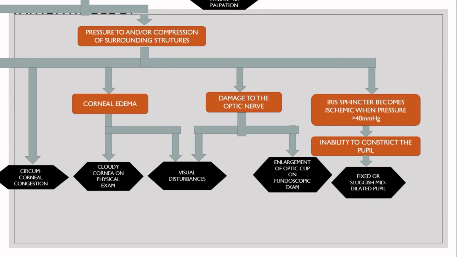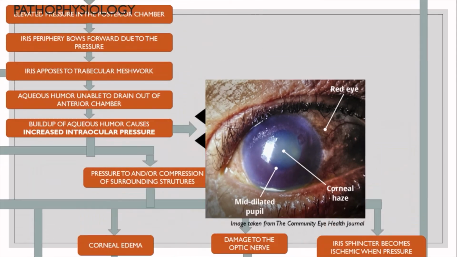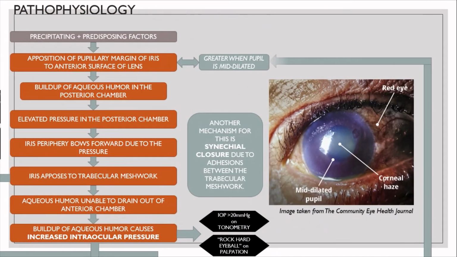So this can result in a fixed or sluggish mid-dilated pupil. So we can see the symptoms we have mentioned earlier. So we have our mid-dilated pupil here, a corneal haze, and a red eye. So this is relevant because the apposition of the pupillary margin of the iris to the lens is greater when the pupil is mid-dilated.